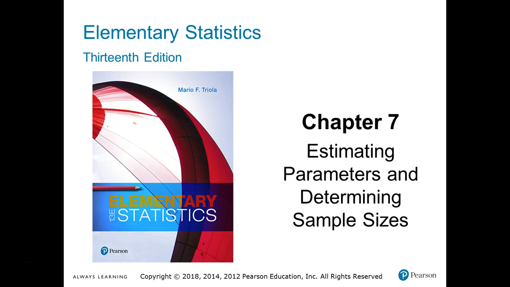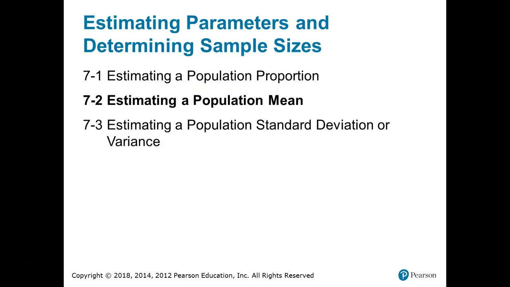Hello students, welcome back. In this video we are going to continue with Chapter 7, Estimating Parameters and Determining Sample Sizes. Section 7.2 covers Estimating a Population Mean. Our last video covered Section 7.1, Estimating a Population Proportion. Now we're going to do a mean.